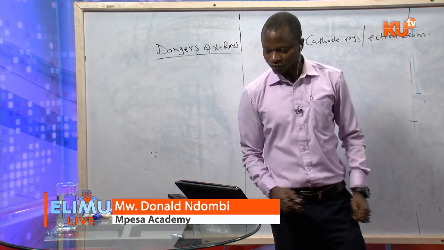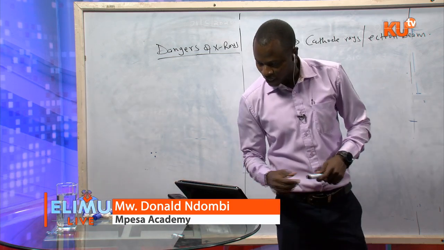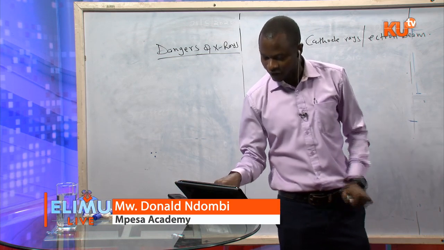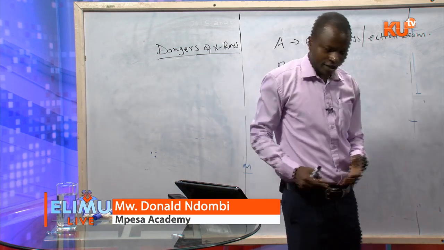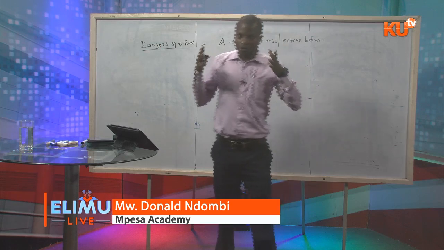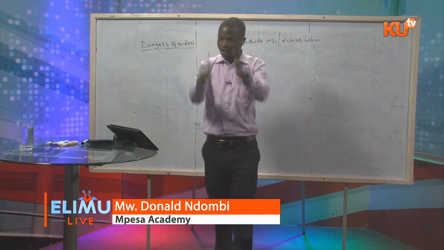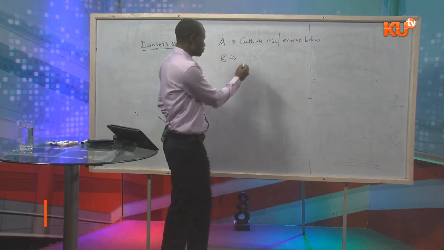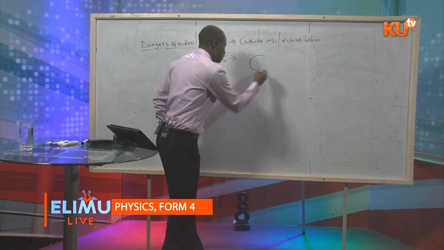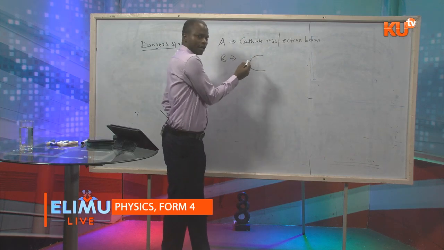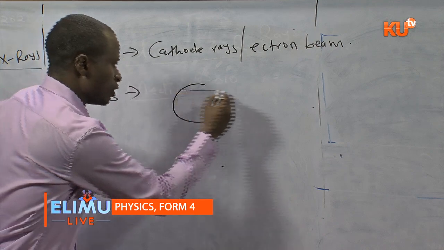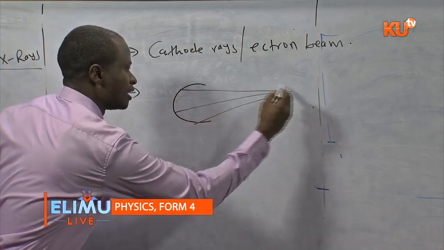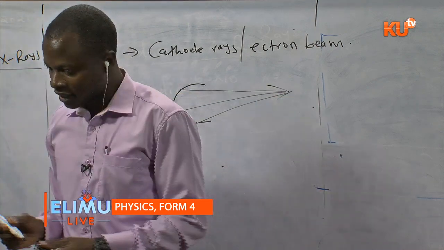Tabitha Wanjiku from Kibudha Girls, will you kindly say why the cathode is concave in shape? Yes, we said it is concave in shape to focus what? To focus the electrons to the metal target. Concave is this shape actually. So when electrons are produced, all of them will move to the same point like that. I hope you got that, Tabitha.